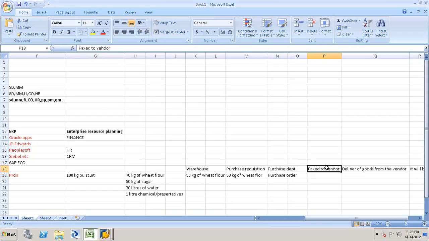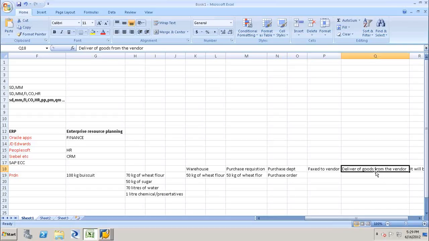Then the vendor will receive a fax automatically. Based on that, once the vendor receives the fax, he is going to deliver the goods. That means the entire activity which we have spent one day to do manually, using SAP ECC we can do it in 1 minute. So that is just one example of automation.